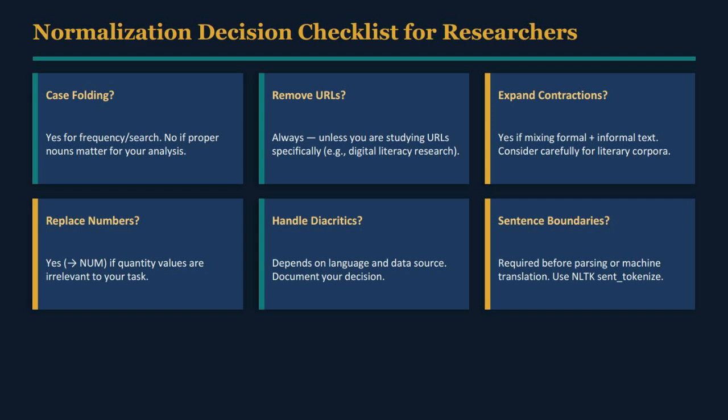These decisions should be documented explicitly in your methodology section, and you should write something like: texts were lowercased and contractions were expanded before analysis. This is the kind of statement that you will need to incorporate in your research methodology.